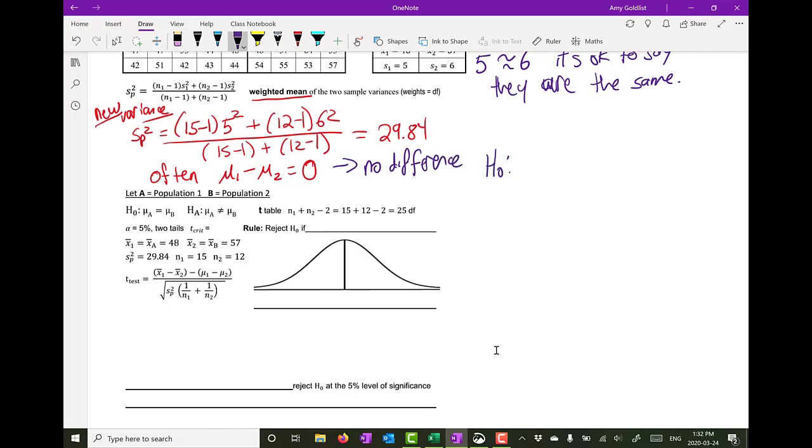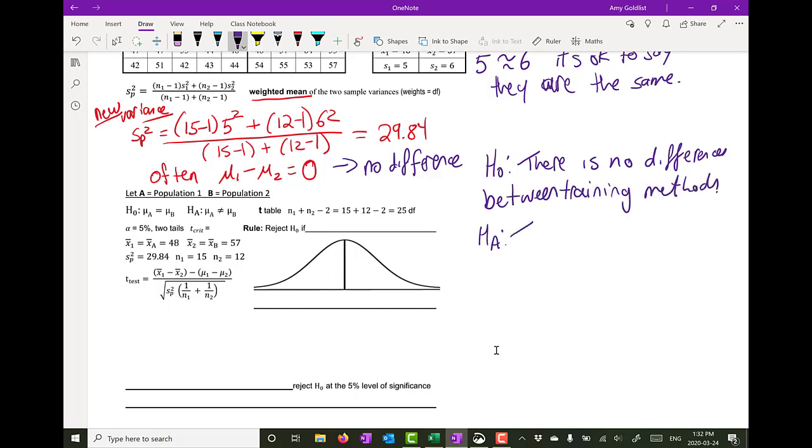Here, our null hypothesis is that there is no difference between training methods. That means the alternative is that there is a difference. If there is a difference, then it matters which one we choose, and we choose the one that's better. If there's no difference, we are allowed to choose the one that's cheaper. That's the 2-day training as opposed to the 3-day. So this is our hypothesis, and then we would go and look everything up.